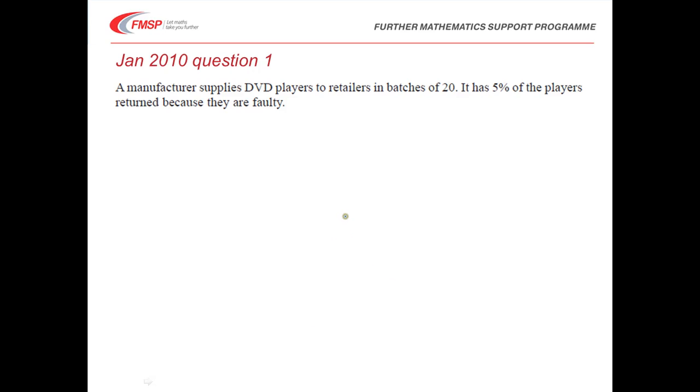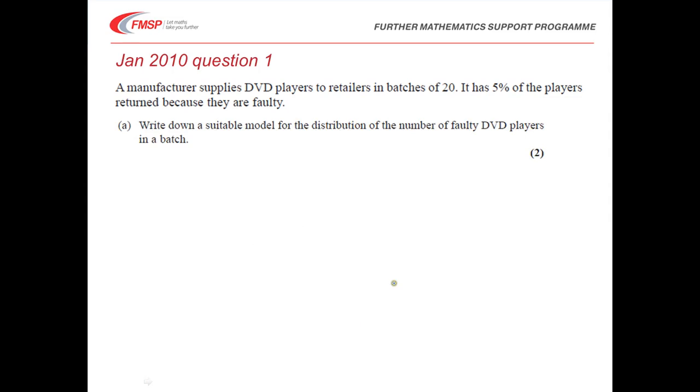A manufacturer supplies DVD players to retailers in batches of 20. It has 5% of the players returned because they are faulty. So a typical question that they can ask is this: write down a suitable model for the distribution of the number of faulty DVD players in a batch. Now this is discrete because we're talking about the number of things which are faulty, so that's how we know it's discrete. But we have to choose between the binomial or the Poisson in this particular case.